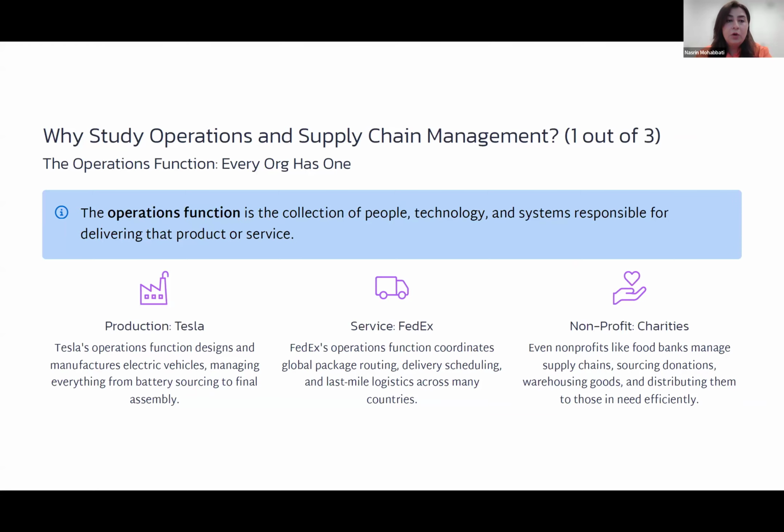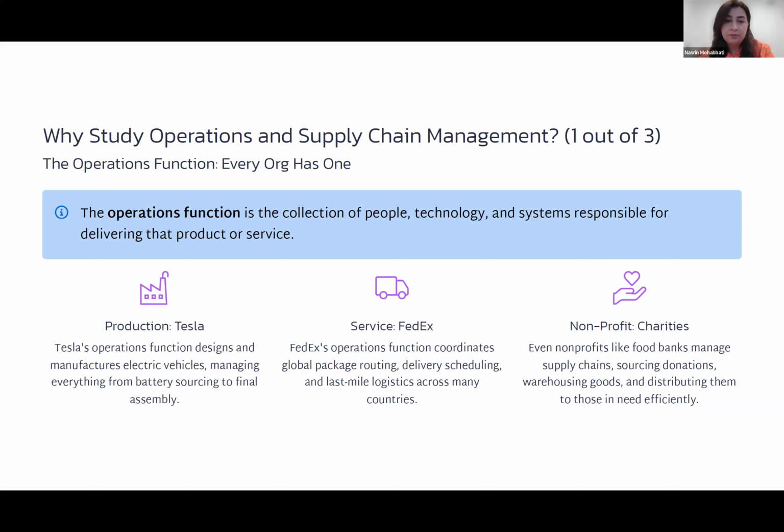So why are we studying operations and supply chain management then? We learned that every single organization has a supply chain. There are so many operations happening inside the supply chain, such as distribution operations, manufacturing operations, warehousing operations, and so on. If we want to define what operations exactly means, the operations function is the collection of people, technology, and systems responsible for delivering the product or service. You noticed I'm reading exactly from the definition. Sometimes we have definitions that I want you to remember exactly.